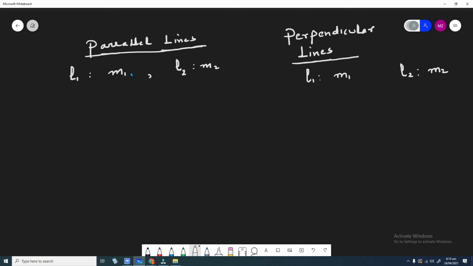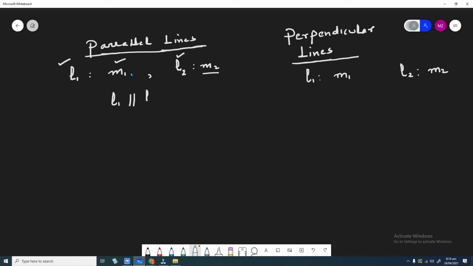In this session, we are going to discuss parallel lines and perpendicular lines. So suppose you've got a line L1 and its slope is M1, and suppose there's another line L2 and its slope is M2.